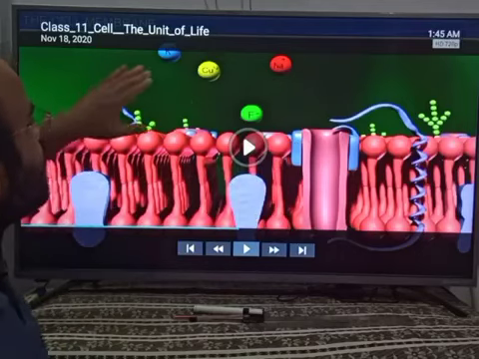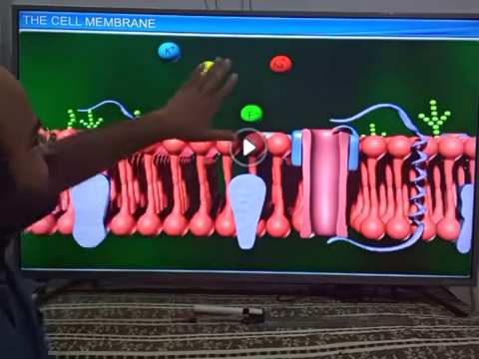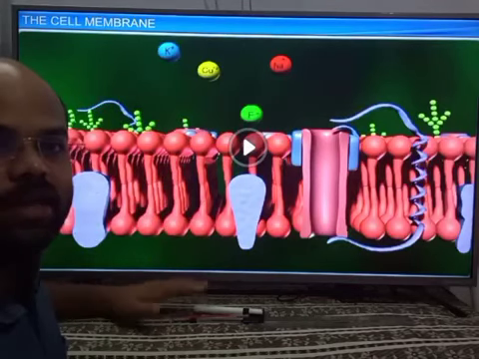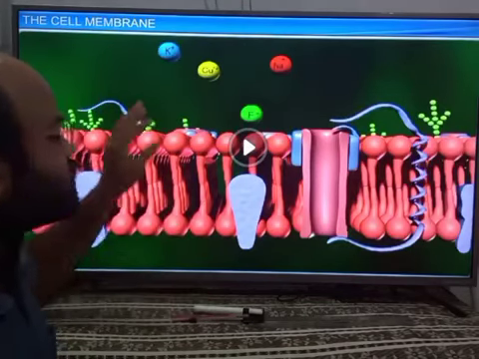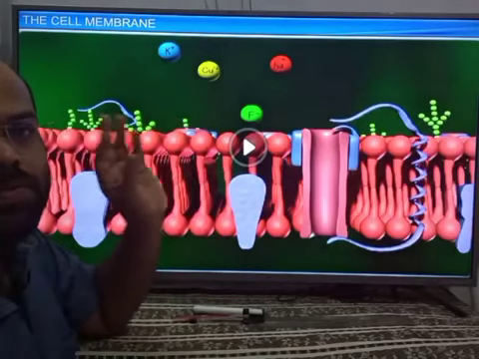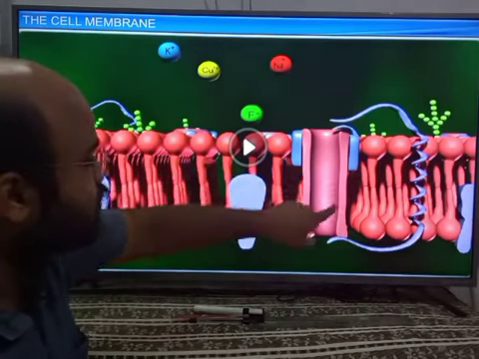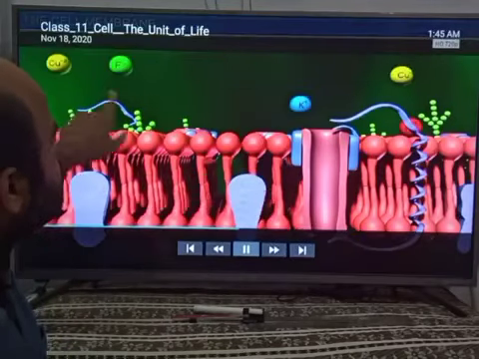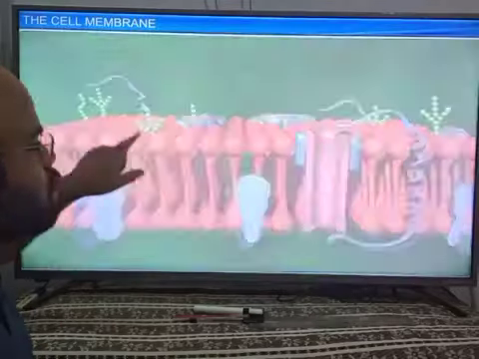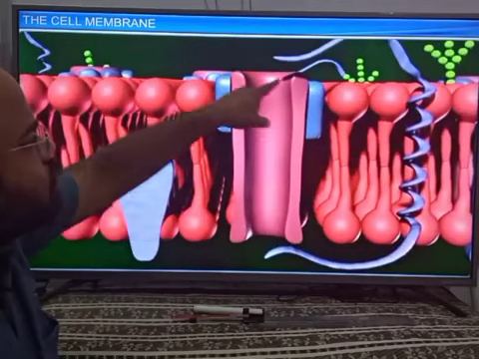This is the cell membrane, this is the outside of the cell, and this is the inside of the cell. These are certain molecules or ions which are not permeable through the cell membrane. The cell membrane allows only selected particles, therefore it is called selectively permeable. So these are nothing but the channel proteins. See, these are not permeable through the cell membrane or plasma membrane. But look at this, this is the channel protein.